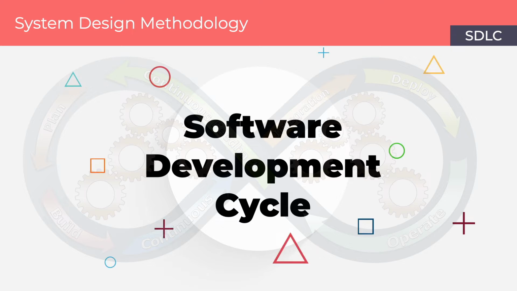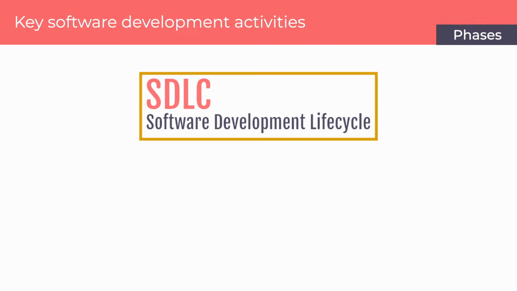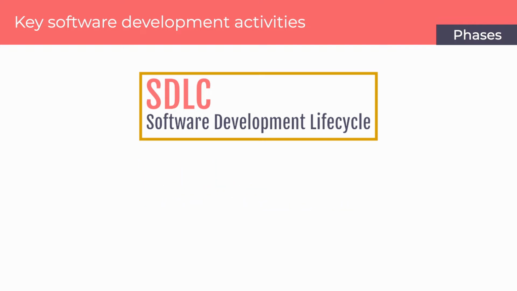SDLC is a detailed plan describing how to develop, maintain, or enhance a specific software system. The lifecycle defines a methodology for improving the quality of the software and the overall development process. SDLC can have many detailed steps and phases, but at a high level for discussion, we will break down the process into 4 different phases.